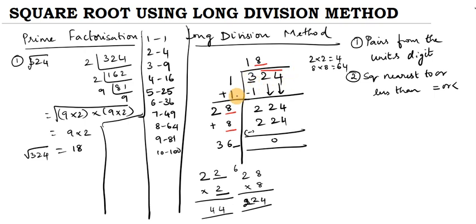Okay, so for 324, using the prime factorization method also, we got the answer to be 18, and even using the long division method, see, this will be your square root. So square root of 324 is going to be 18. So we've got the same answer using both these methods. So hope you have understood this. Now we'll get into another example.